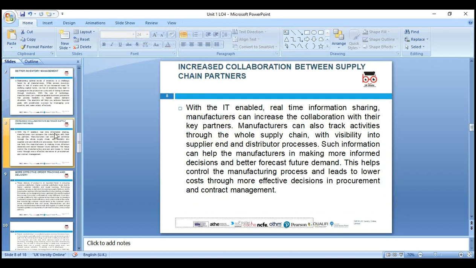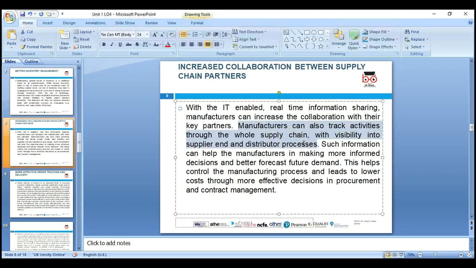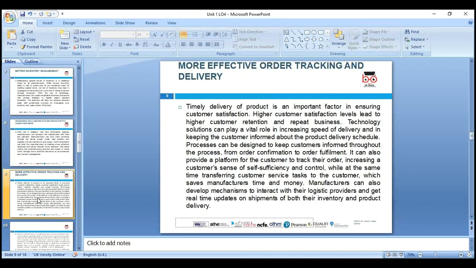Next, we look at increased collaboration between the supply chain partners. The IT system also helps us. If we don't have IT e-commerce, we can't really do real-time information sharing. Manufacturers can collaborate with their key partners. So manufacturers can track the activity. Such information can help us forecast future demands as well. Like we said earlier, this also controls manufacturing processes, leading to lower costs and more effective decision making, also via technology.